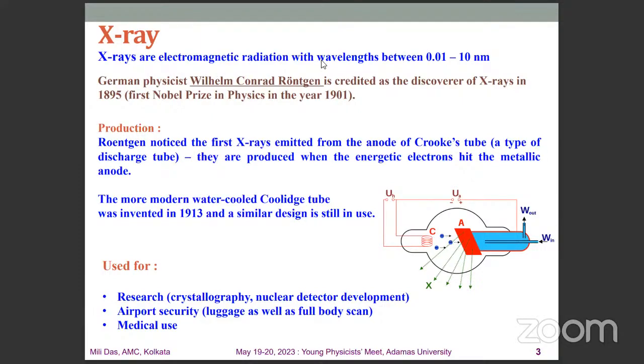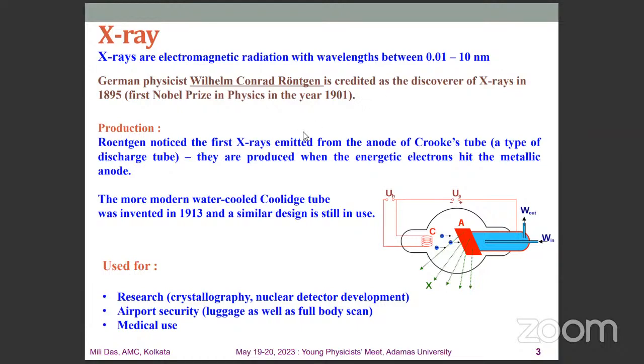X-rays are electromagnetic radiation with wavelengths between 0.01 and 10 nanometers. It was discovered by the German physicist Wilhelm Conrad Röntgen in 1895, and he won the first Nobel Prize in physics in 1901. But he didn't accept the Nobel Prize money, and later he died in poverty.